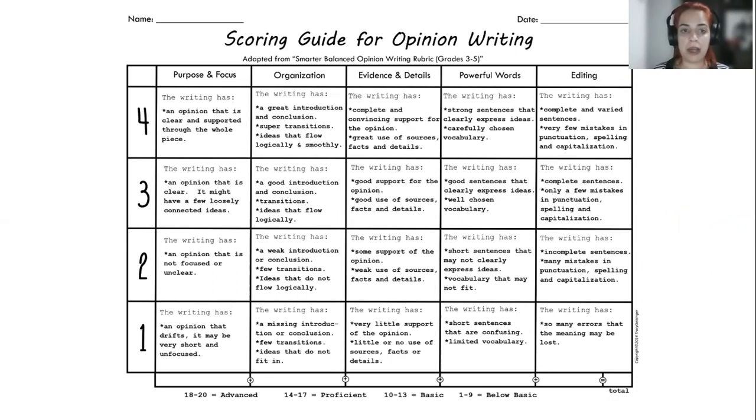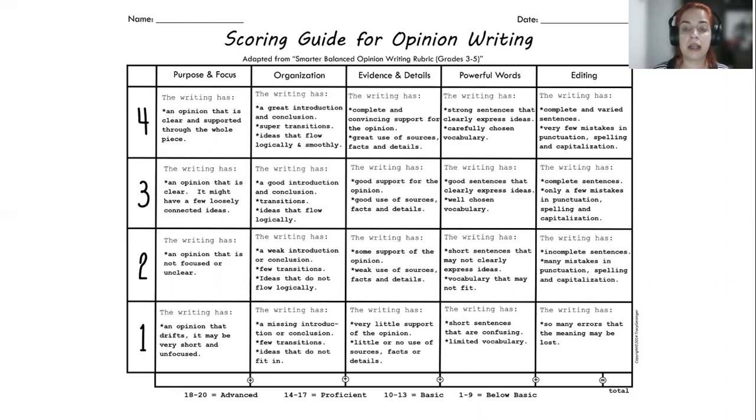So the maximum grade, the highest grade, would be an opinion that is clear and supported through the whole piece. Also organization, that has introduction, conclusion, transitions, ideas flow logically and smoothly, evidence and details. So again, we have introduction and conclusion in the previous criteria. Here we have details, some convincing supporting ideas, and then we have powerful words. Of course, we have to use nice vocabulary to fulfill this activity.